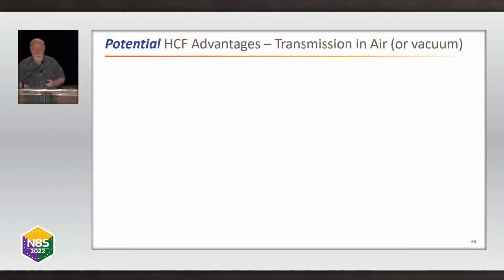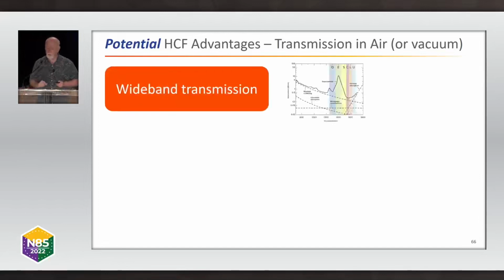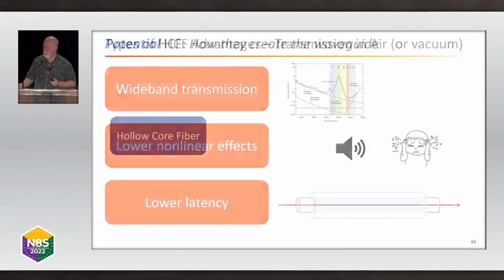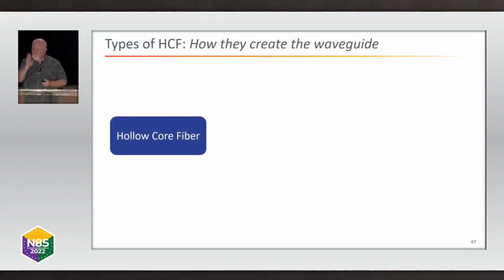Now, the potential advantages, because we're really transmitting in air, although the latest, I think, fibers are actually using a vacuum in the fiber. Wideband transmission, because we're not transmitting in glass anymore. Lower nonlinear effects, maybe much lower nonlinear effects. People have talked about several orders of magnitude lower nonlinear effects, and lower latency. So how's it work? Well, the first thing we've got to figure out is how to create that waveguide principle, how to trap the light within the optical fiber.